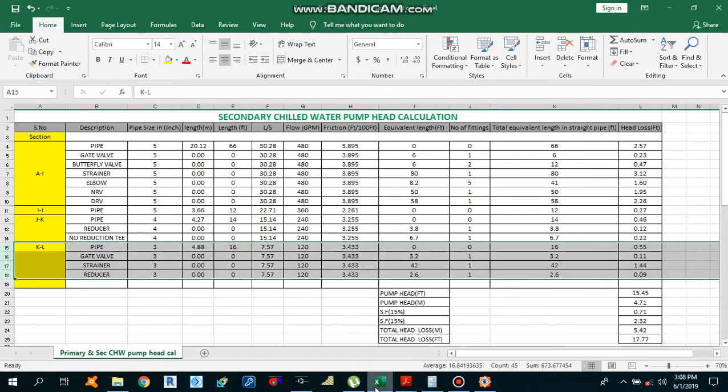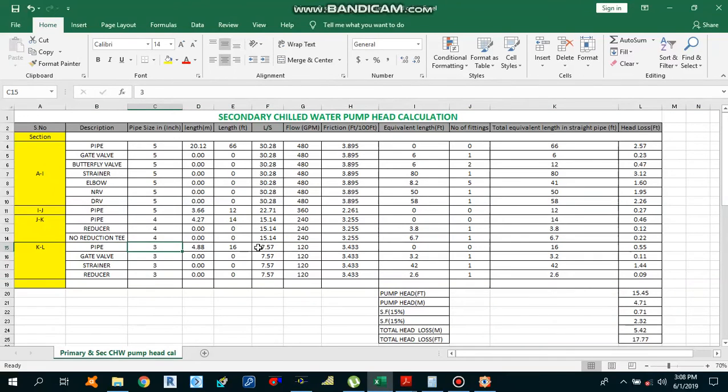If we move back to our Excel sheet, you can see over here we have a pipe size 3 inches, gate valve, strainer and reducer. So these are the three things which we have in this K2L pipe: gate valve, strainer and reducer. So we have a 3-inch pipe size over here and 120 GPM, and equivalent length over here we will calculate now. First, linear feet of this pipe is 16 feet.